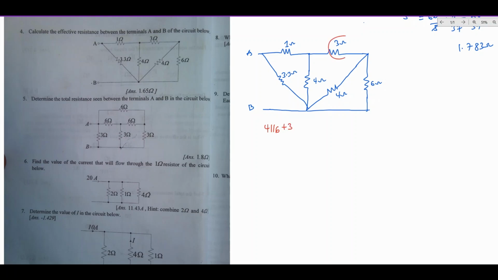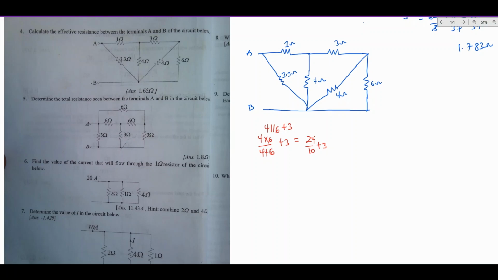Okay, which is this 3 ohms. So let's take note of that. So you're going to have 4 times 6 divided by 4 plus 6, plus 3. So this will give us a value of 24 on 10, plus 3. Let's simplify this. We have 24 on 10, plus 3.